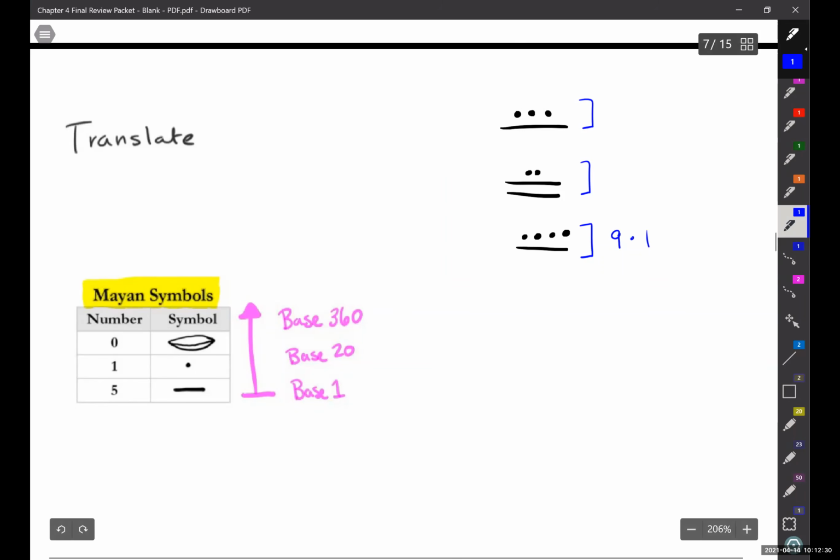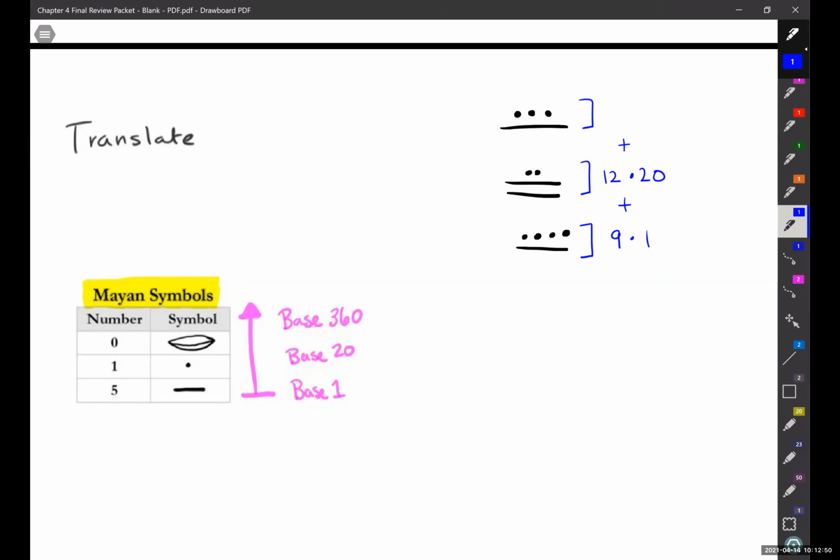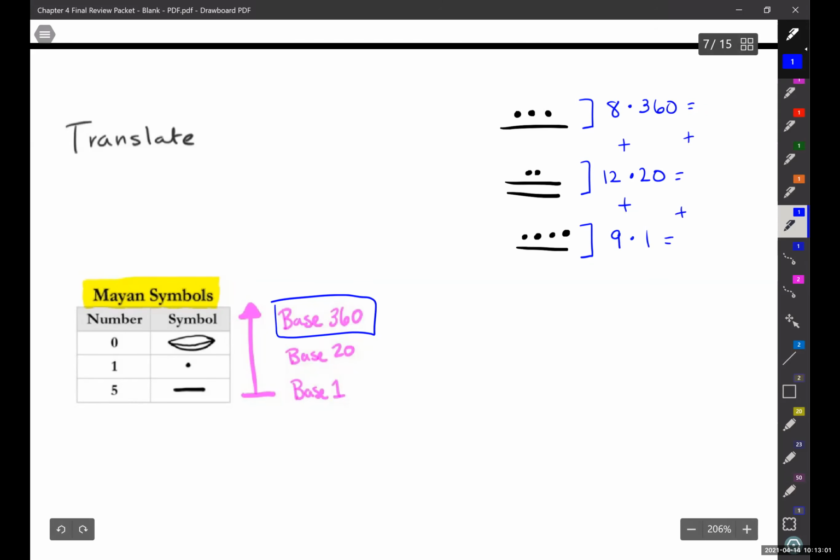Now the next grouping is 5, 10, 11, 12. But do y'all see it's in the second grouping? So we take 12 and multiply that by 20. Okay. Next up, we have the number 5, 6, 7, 8. But since it's in the third location, it's implied that it gets multiplied by 360. Multiply these and then add up the result.